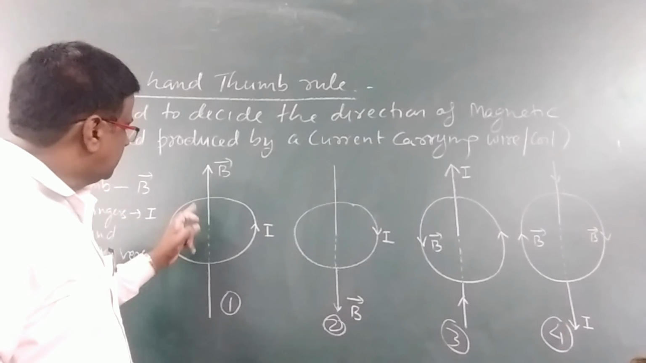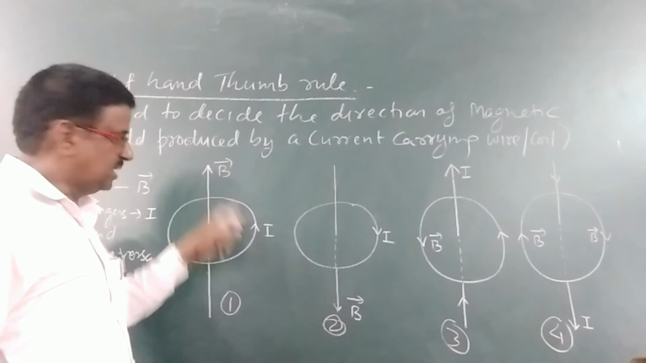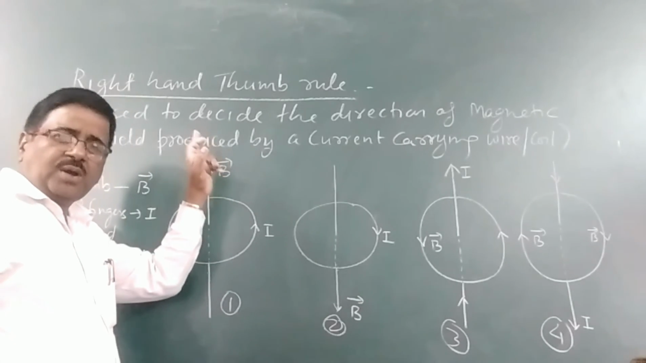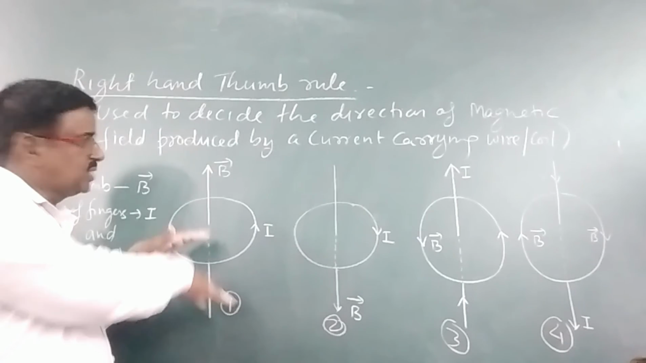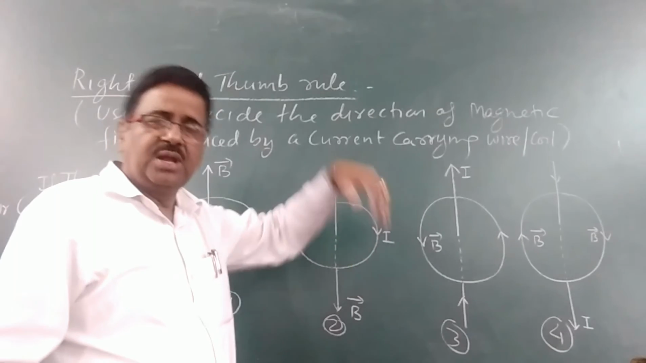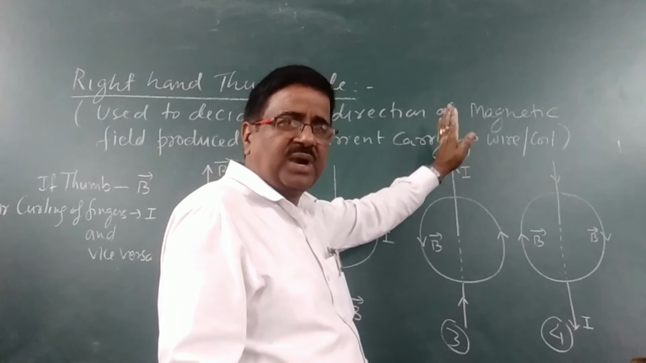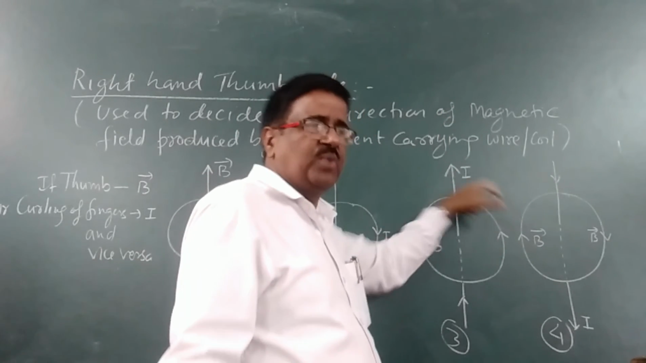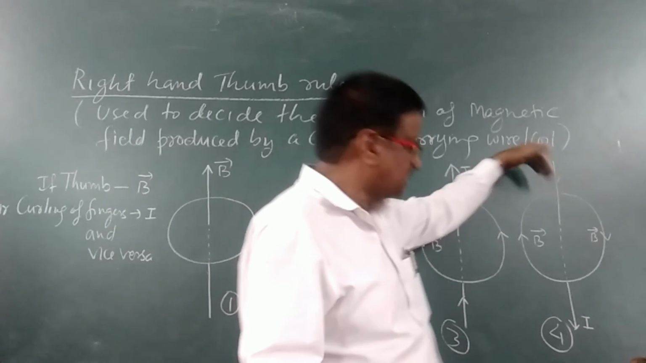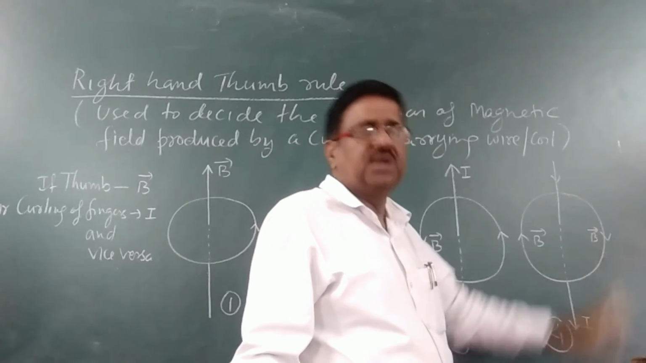Figure number 1. If this is the circular current, the magnetic field will be this. If the current is passing anti-clockwise, the magnetic field will be upward, perpendicular to the plane of this coil. And if the current is reversed, the magnetic field will also get reversed. If you take a straight wire with the current moving upward, then the magnetic field around this wire will be circular like this, anti-clockwise. And if the direction of current is reversed, the direction of the magnetic field is also reversed.